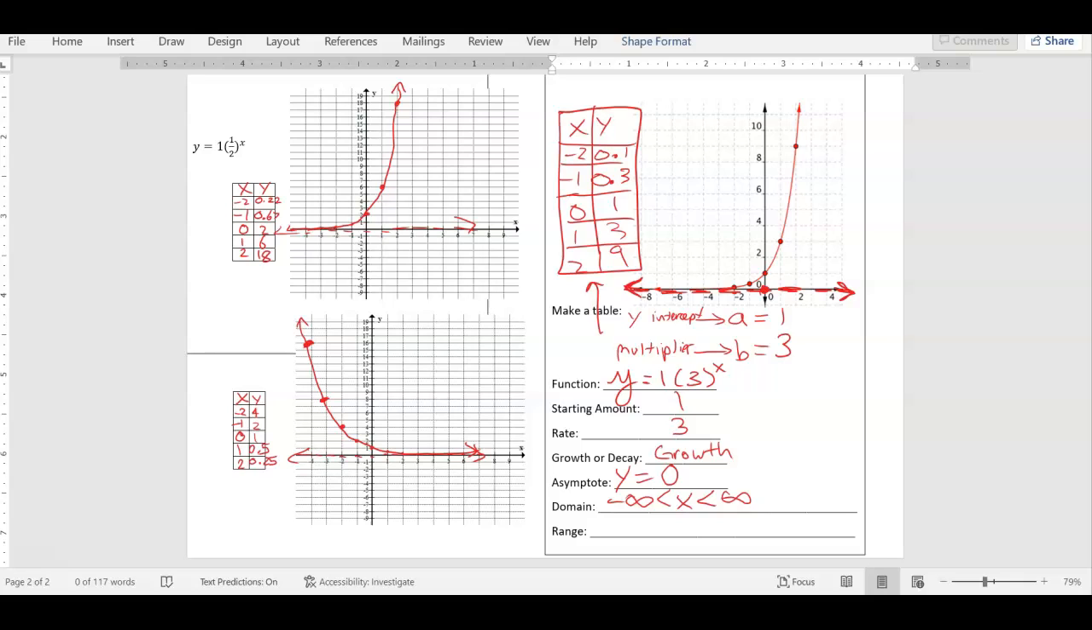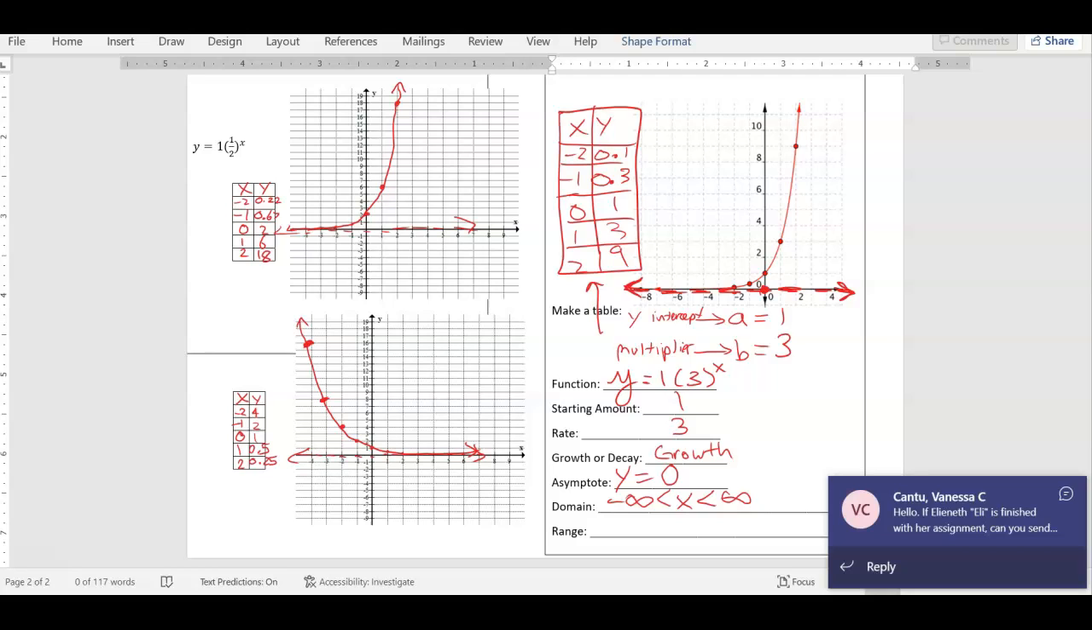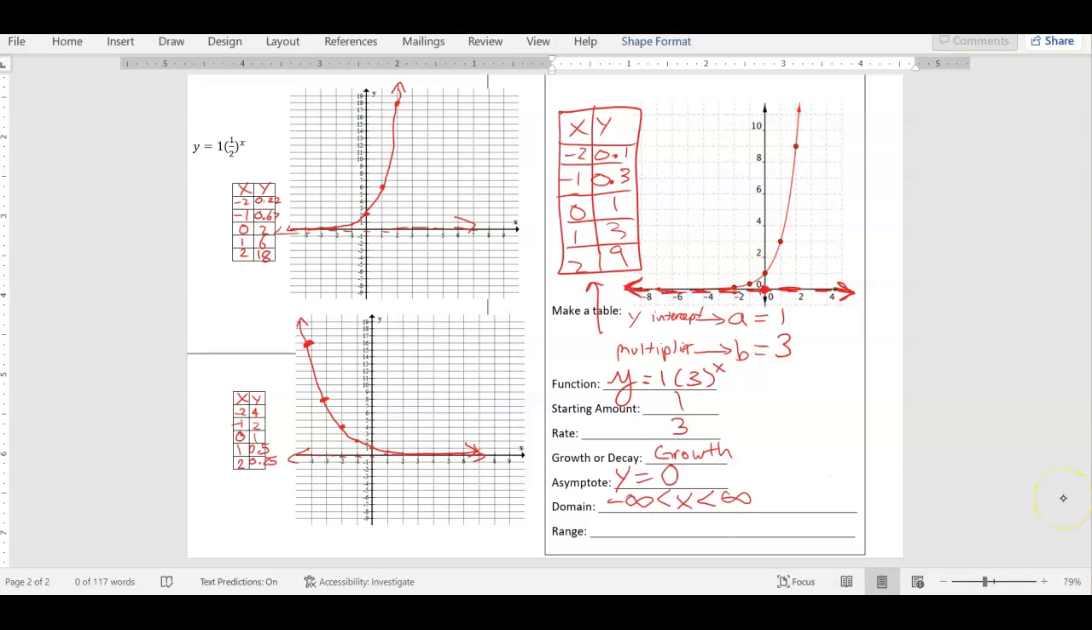Now the range is different. Check it out. If it's going down like this and it stops and it never crosses that line, what's the furthest down it goes on the y-axis? 0, kinda. So it never actually touches 0, but it's almost there. So here's what we're going to write. 0 less than. Now, if it actually touched 0, we would underline that inequality and it would be equal to. But it's just going to be 0 is less than y. And do you see how it goes up forever to infinity? We're going to put less than infinity.